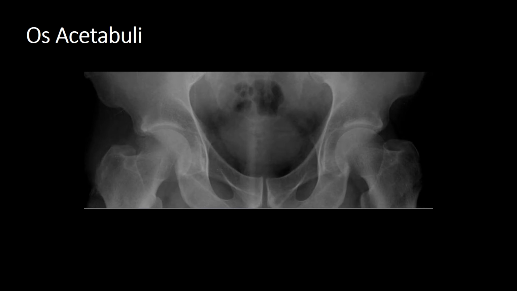Os acetabuli is another anatomical variant that is frequently misconstrued as a fracture. That's because it's in a similar location to an avulsion fracture of the anterior inferior iliac spine. So here on the right we can see that the os acetabuli is well corticated, it's smooth, it's rounded, it has no acute features, it's a chronic appearance. Now let's compare it with an avulsion fracture.